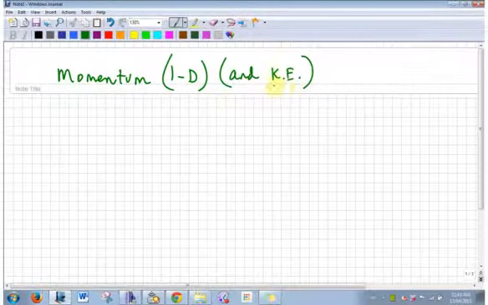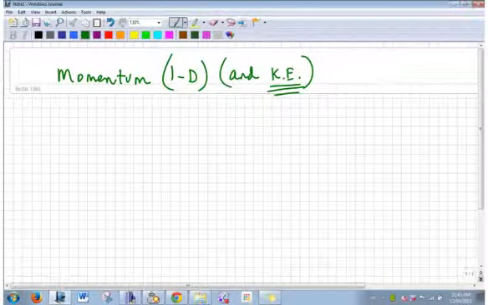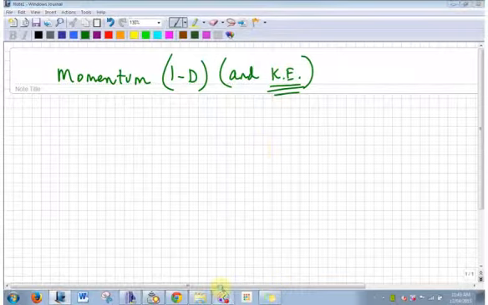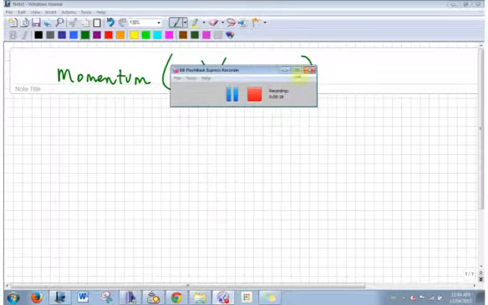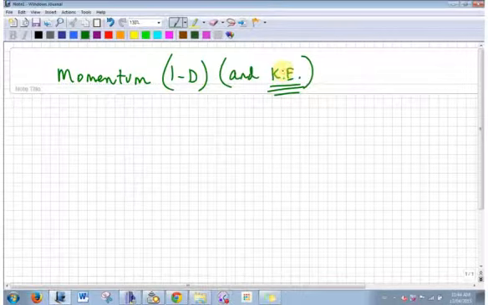One-dimension momentum, and what does KE stand for again? Right now? Okay, so recall. What's the formula for momentum?